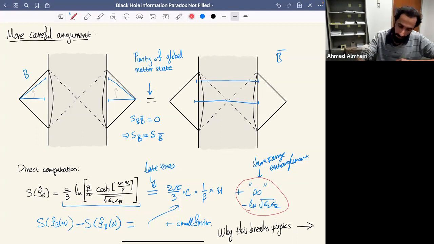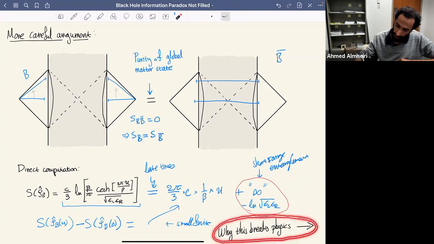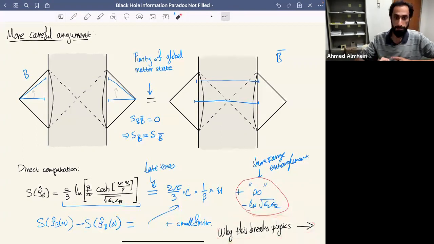So that's the answer. Next, let me talk about how this very innocent looking result breaks physics. Okay, so no questions, let's go to the big stuff.